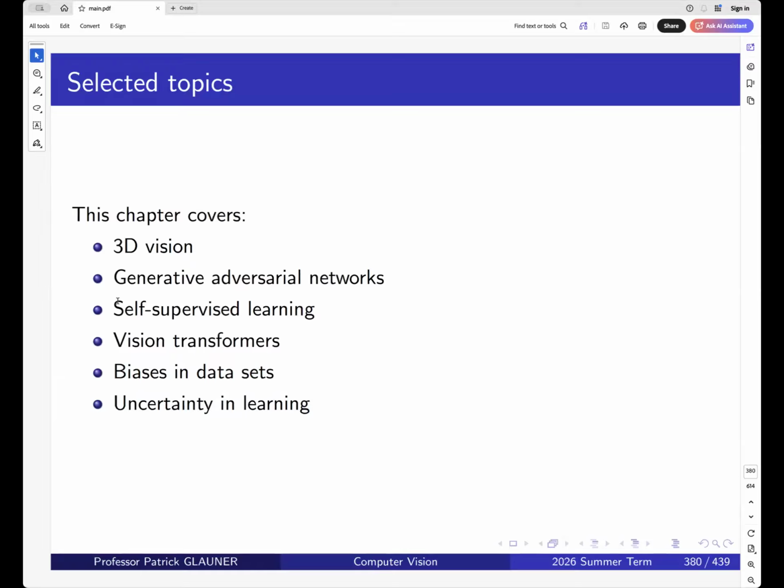There is one topic, I won't teach it this year, but that's the so-called generative adversarial networks. And generative adversarial networks, they could be used also for data augmentation or to generate potentially more training material.